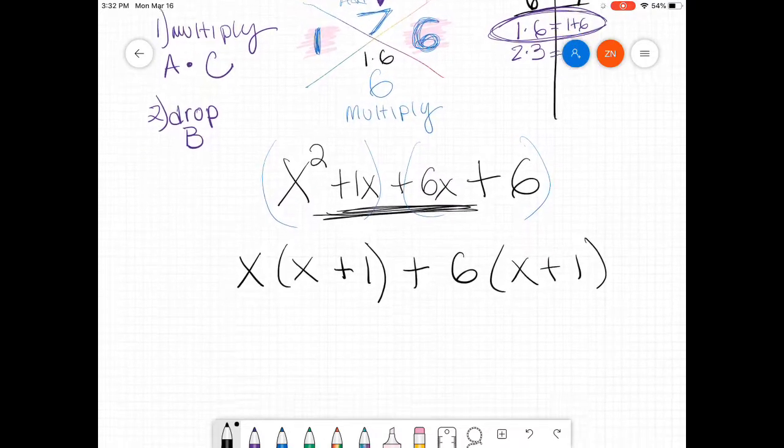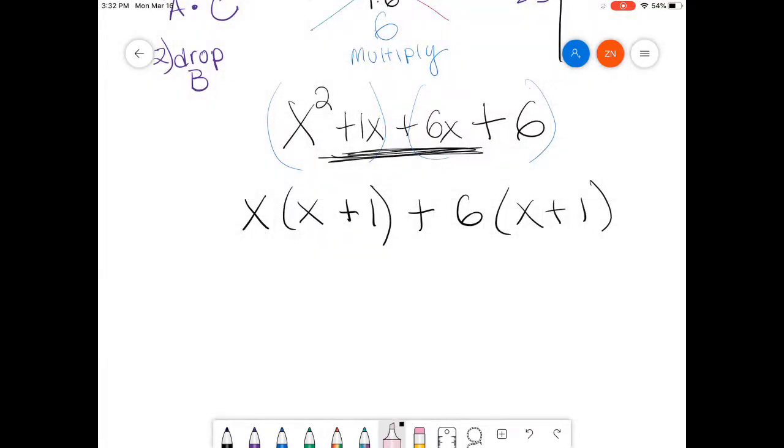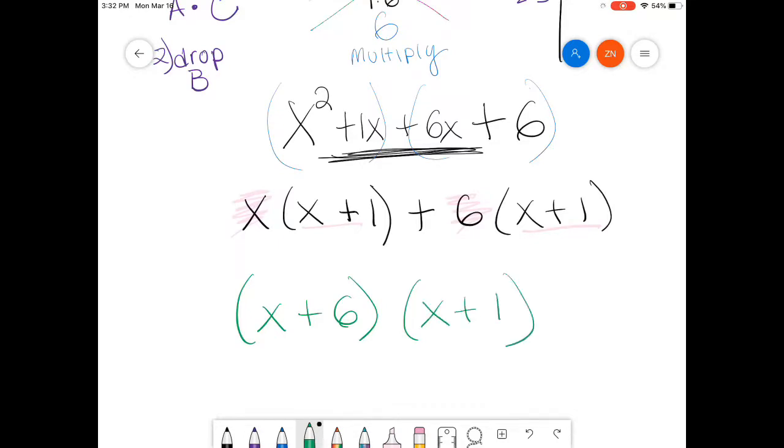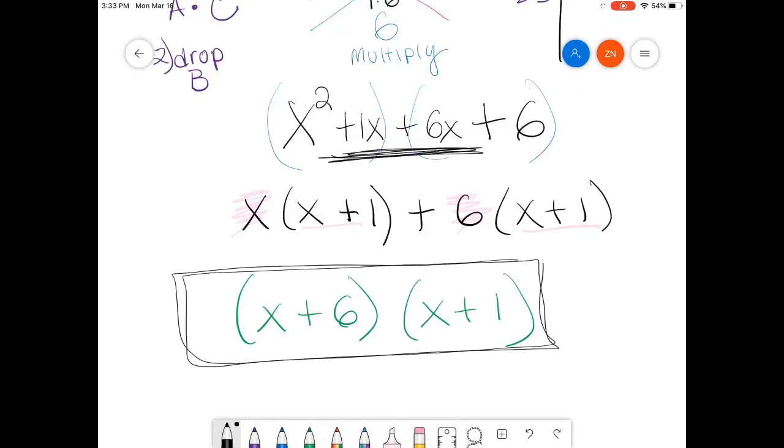So how do I write my final answer? These things that you factored is going to be one set of parentheses. X plus 6. The things that match, you're only going to write one of them, and that's going to be important when we get into more complex examples. X plus 1 would be my answer. So this is factoring trinomials.